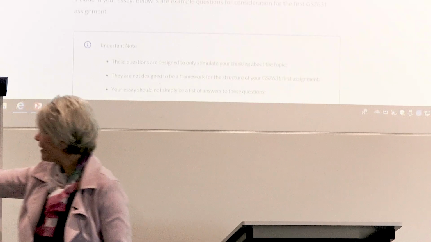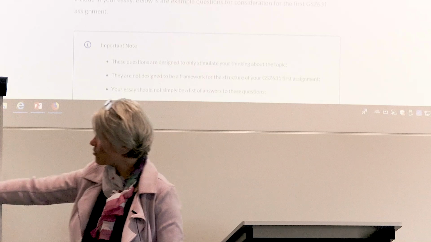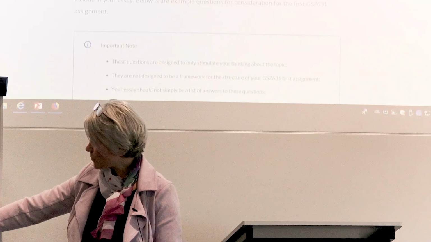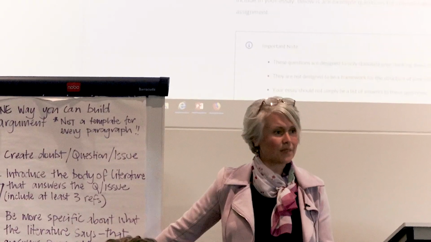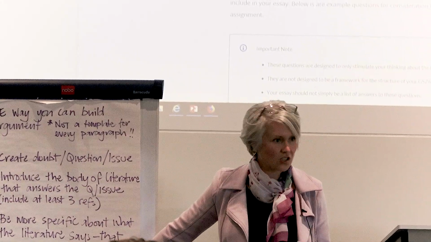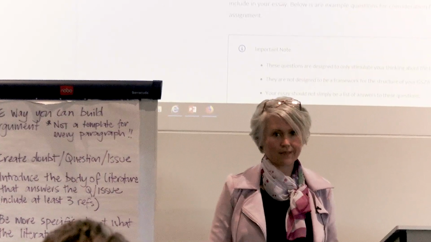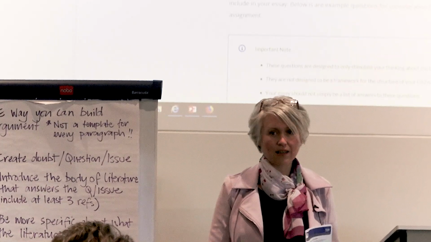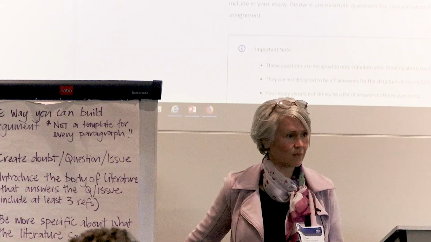But it's basically creating doubt, asking the question, raising the issue, introducing a body of literature that answers the question, looking more specifically at that literature, and then finishing off with what I call the slam dunk, which is summarizing the main point and making a suggestion for improvement, or you're highlighting a gap or a contribution. So that's just one way that we found that you can do it. So there are other ways of building your argument. So that gives you a start.